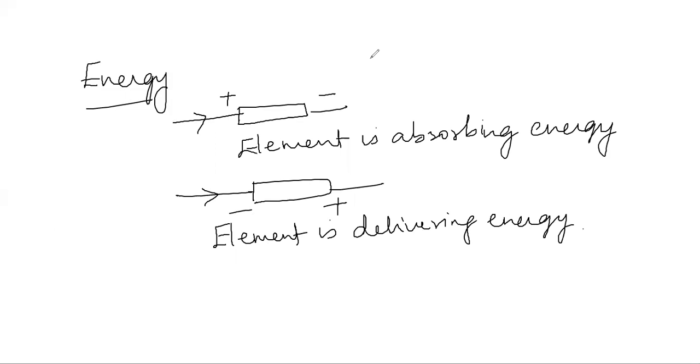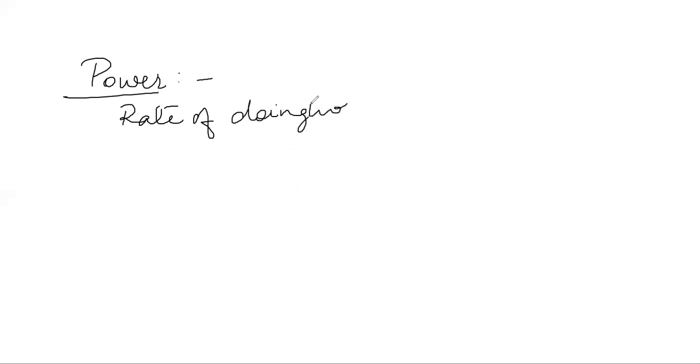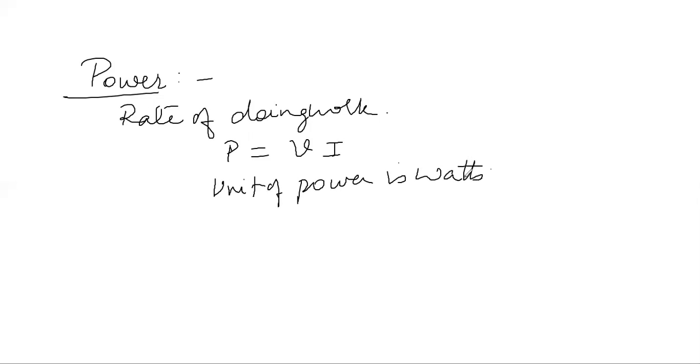So having known what is the energy, let us understand what is power. Power is rate of doing work. Power is usually expressed as V into I. Unit of power is watts. Horsepower is also unit of power. 1 horsepower is equal to 746 watts.